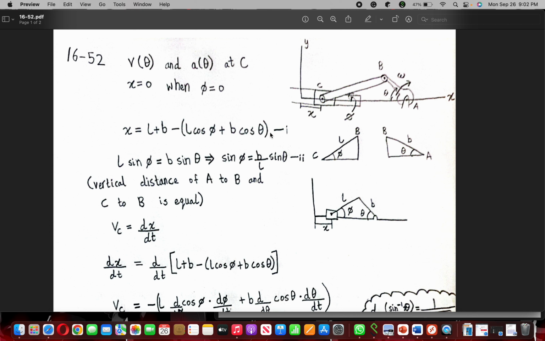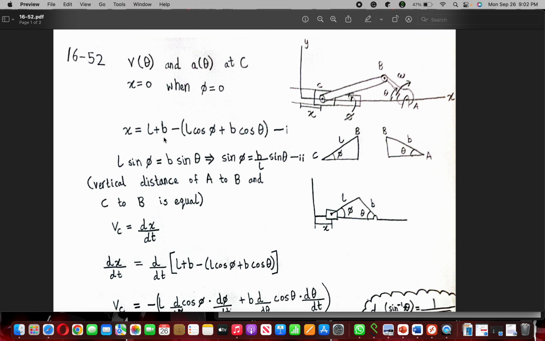And also mathematically you can see that when x is equal to 0, the angles are also equal to 0, which means that cos theta and cos phi both are equal to 1, which makes L plus b, and when we subtract them from L plus b, the equation automatically becomes 0. So that's why this equation we derived is correct.